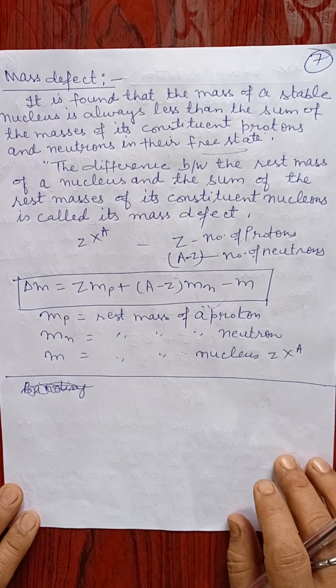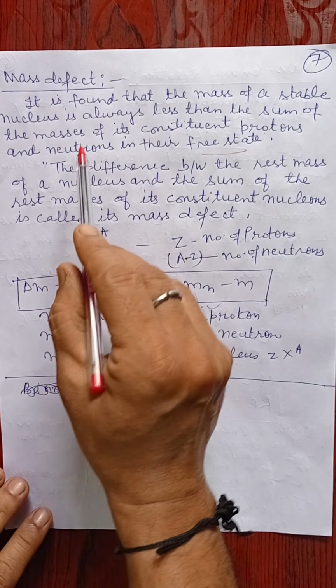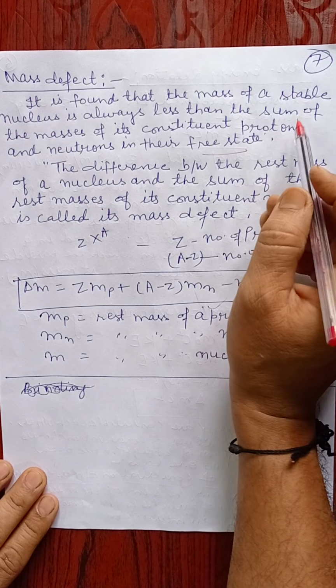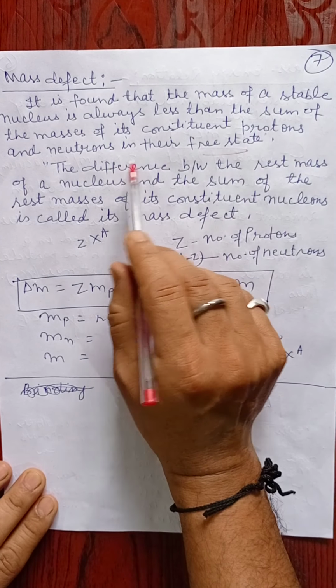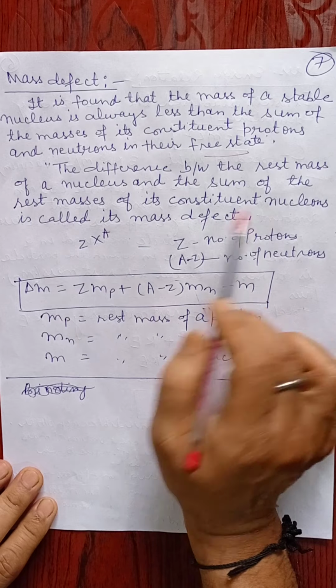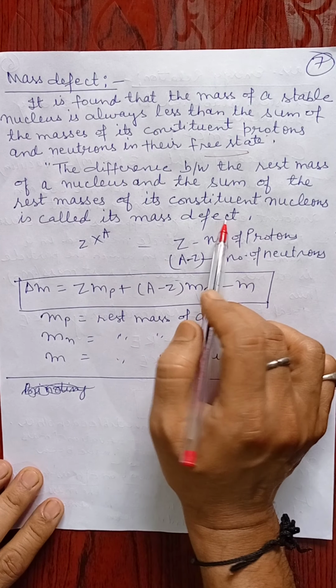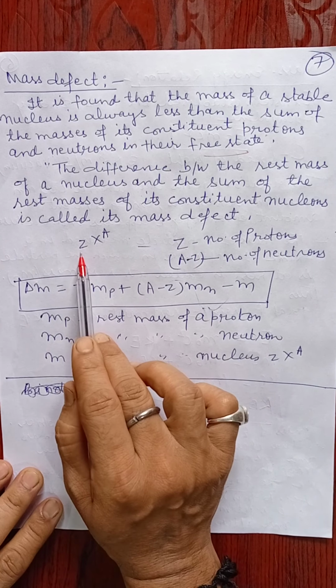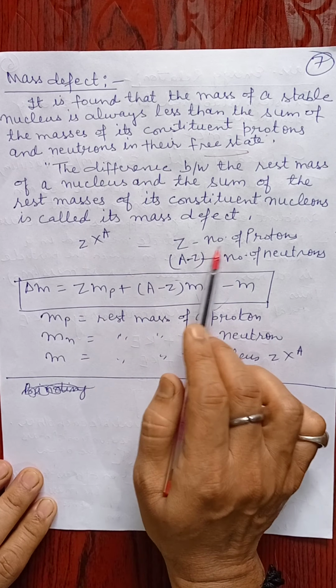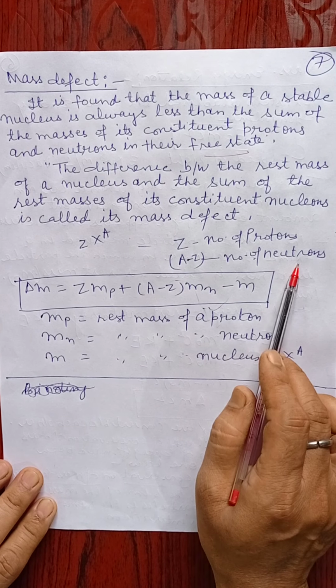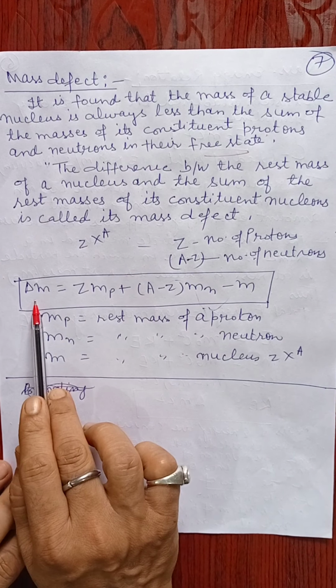Regarding mass defect, it is observed that the mass of a stable nucleus is always less than the sum of the masses of its constituent protons and neutrons in their free state. The difference between the rest mass of a nucleus and the sum of the rest masses of its constituent nucleons is known as its mass defect. An atom is represented by the symbol ZXA, where X is the atom, Z is the number of protons and A minus Z is the number of neutrons. So mass defect can be calculated.